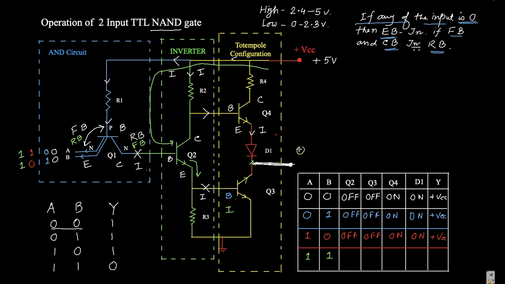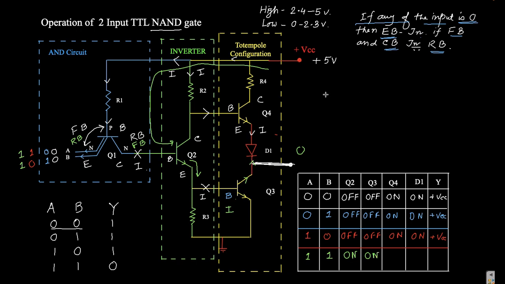So what happened? It means that as A and B both are 1, Q2 is on because current will flow through it. Then what about Q3? Q2 is on. This is the Q2. What about the Q3? Q3 is on.